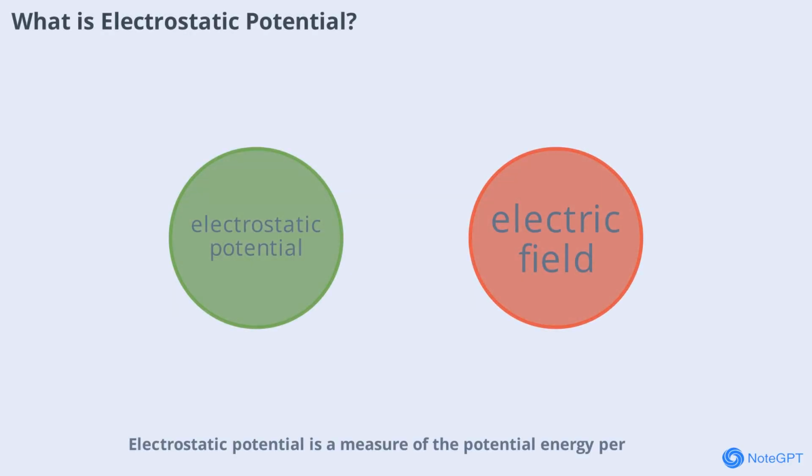Electrostatic potential is a measure of the potential energy per unit charge at a specific point in an electric field. Imagine placing a tiny test charge in the vicinity of another charged object. The work done to move this test charge from one point to another against the electric field defines the electrostatic potential difference. This concept is similar to gravitational potential energy, but instead of masses and gravity, we're dealing with charges and electric fields. Understanding electrostatic potential helps us predict how charges will move and interact in various situations, from simple experiments to complex electronic devices.